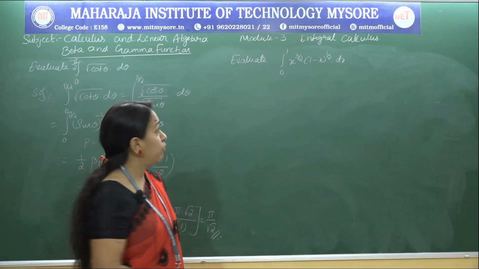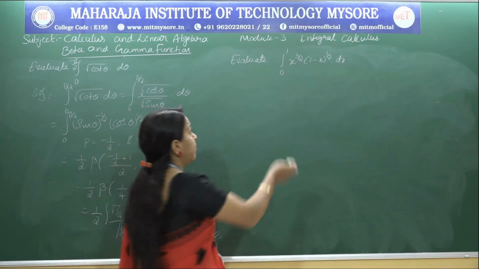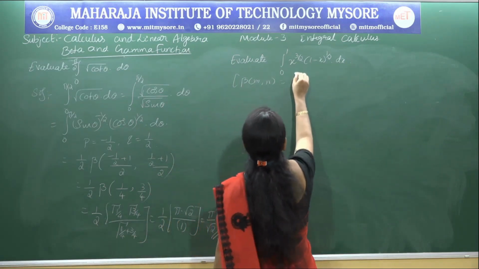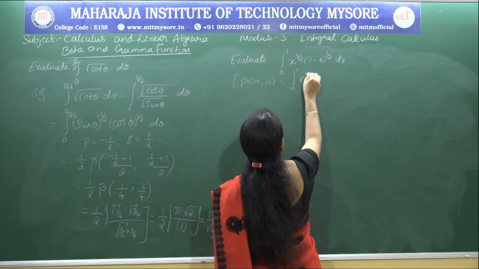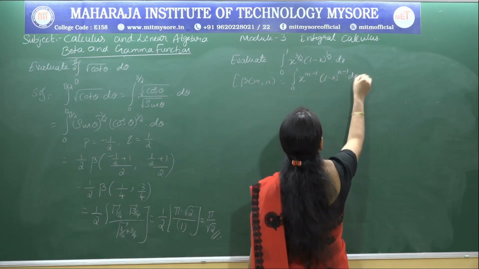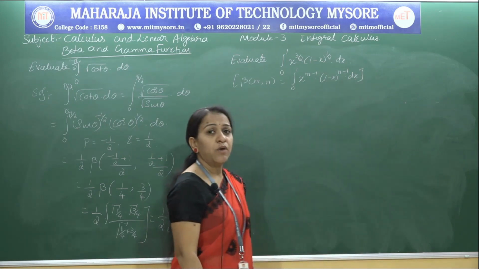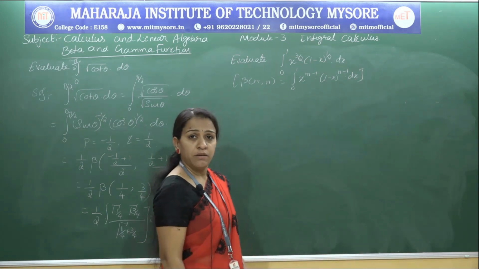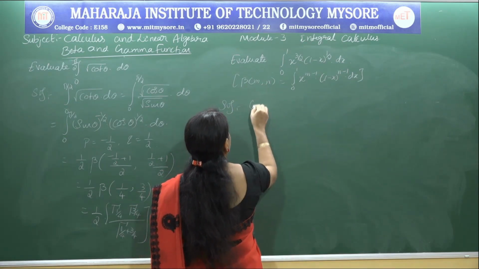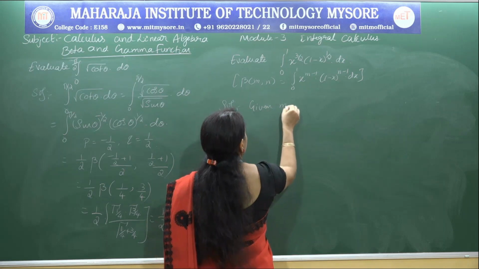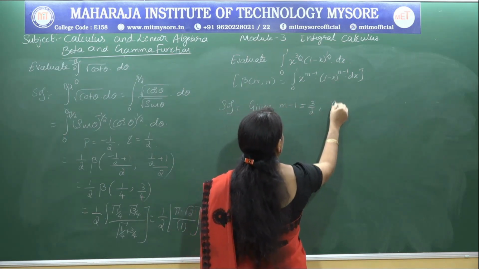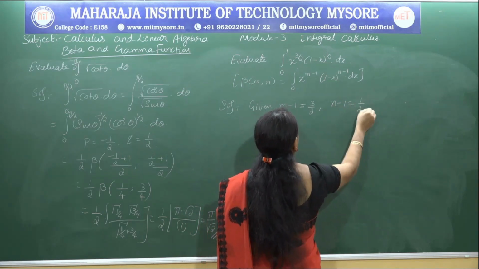We know the standard definition of beta. Beta(m, n) is the integral from 0 to 1 of x to the power m minus 1 into 1 minus x to the power n minus 1 dx. So if I compare with this, how do we identify what m and n are? In place of m minus 1, we have 3 by 2, and in place of n minus 1, we have 1 by 2.